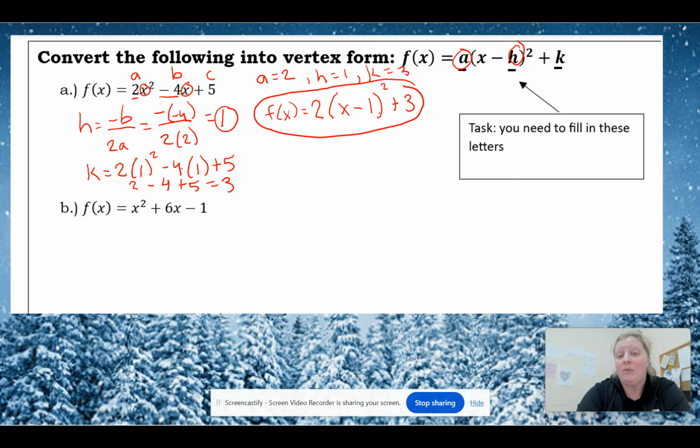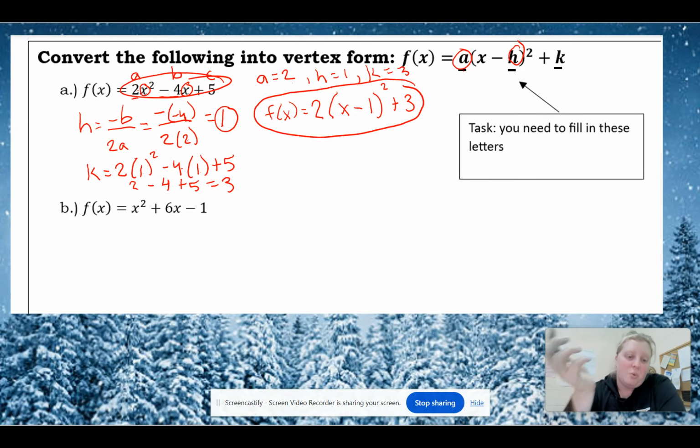Now if I wrote a problem like this and asked you to graph it, you can see, oh, if I go right 1 and up 3, that's my vertex, 1, 3. I can't see that from standard form. Nowhere in there does it say 1 and 3, so you have to work for it. That's what makes standard form annoying.